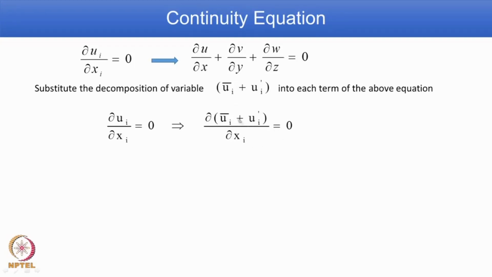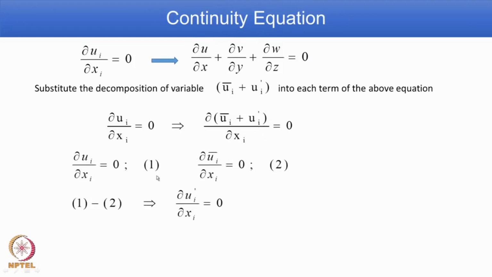So, you take that separately, that is ∂ū_i/∂x_i as one component and u_i' as another component. If you write it down that way, it becomes ∂ū_i/∂x_i equal to 0. So, this equation marked as 1 is for the instantaneous quantity, and the equation marked as 2, that is ∂ū_i/∂x_i, is for the mean quantity. If you subtract 1 minus 2, then you get the equation based on the fluctuating quantity as shown here.